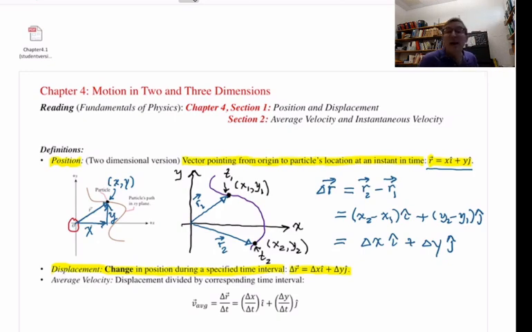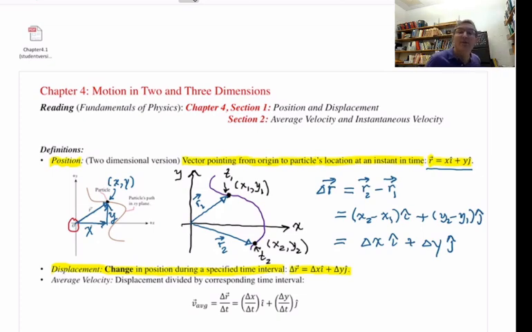And that's how you calculate delta r, the displacement. You have to know how much the x-coordinate changed and how much the y-coordinate changed. And then you just take delta x times i hat plus delta y times j hat, and you have computed, analytically, the delta r vector.